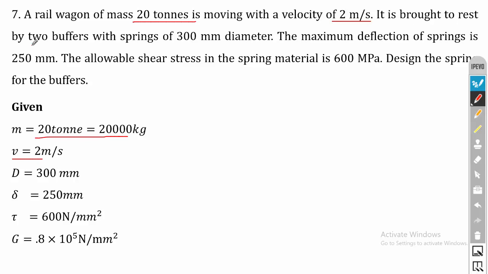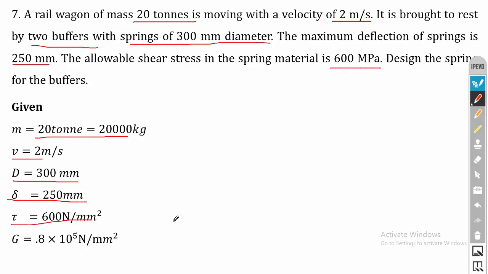It is brought to rest by two buffers. Two buffers means two springs are used, with springs of 300 mm diameter. Here this is the coil diameter of the spring, because if it were wire diameter, then they would specify that. Here it is not specified, so we can take this 300 mm as a coil diameter. The maximum deflection of the spring is given as 250 mm, that is del is equal to 250 mm. The allowable shear stress in the material is 600 megapascal, so tau is equal to 600 Newton per mm square. Design the springs for the buffers.